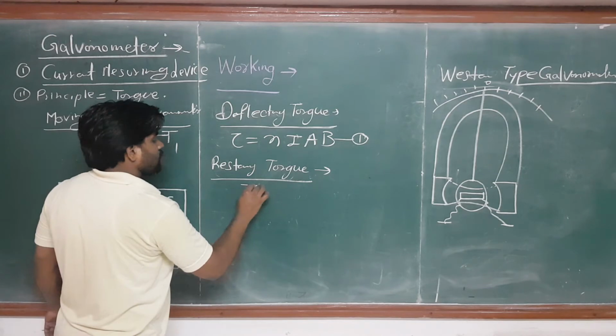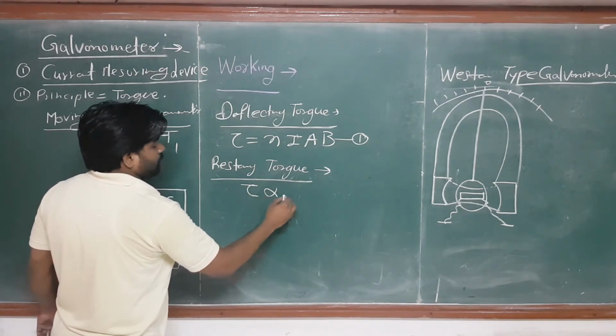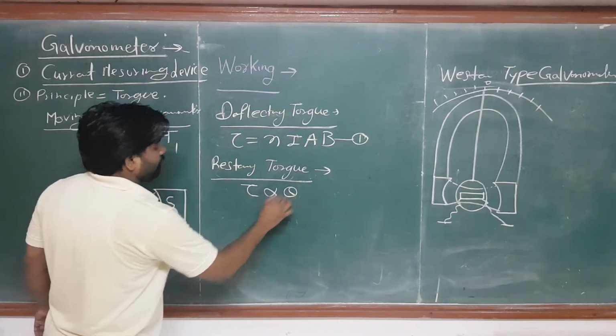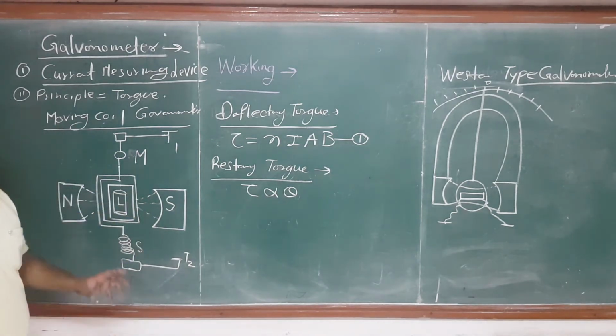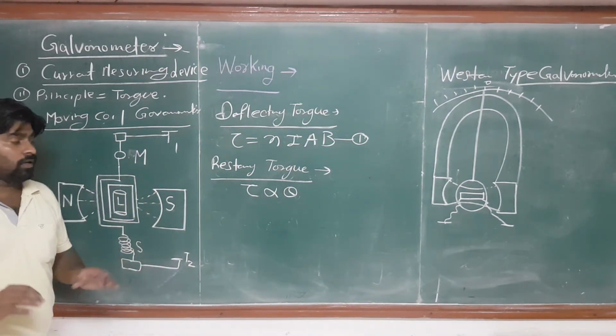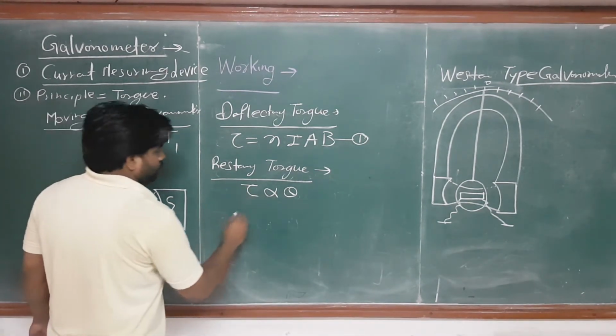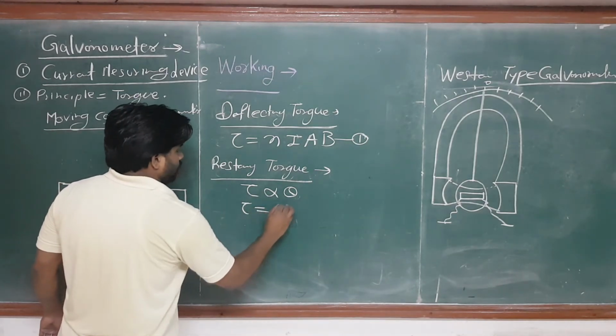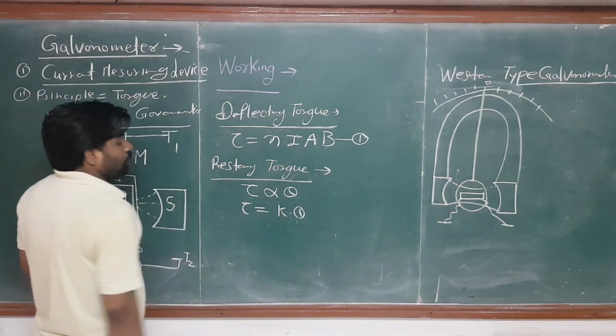So we will represent this with tau, but this depends on the angle of deviation. The more the angle deviates, the more restoring torque will work. So tau is directly proportional to theta, so I can write tau is equal to k dot theta, where what is k?